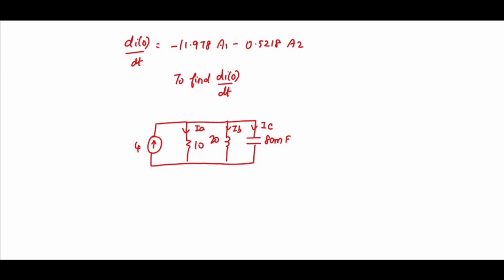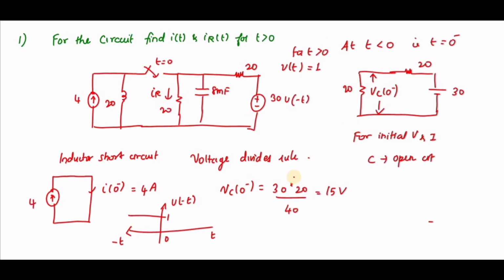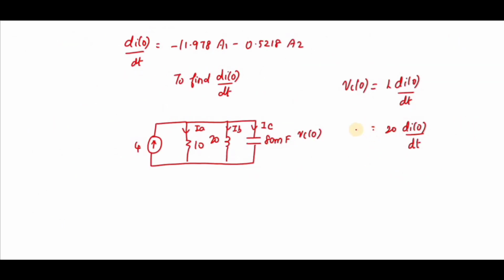Since all the elements are in parallel, the voltage across this RLC is the same, that is VC of 0. So I can write VC of 0, the voltage across the capacitance, is equal to the voltage across the inductance, which is L di of 0 divided by dt, right? So I can substitute now. L value is 20. VC of 0 value is 15. So from this I can find out the value of di of 0 by dt, that is 3 by 4.